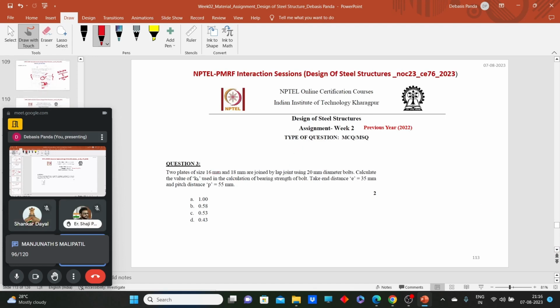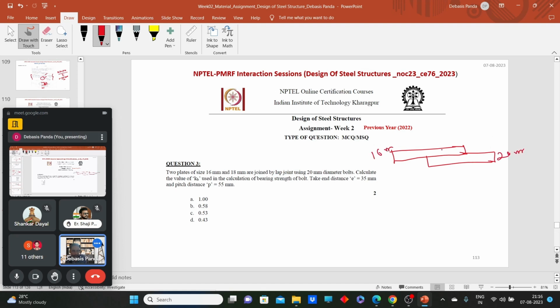Two plates, 16 mm and 18 mm, joined by lap using a 20 mm dia bolt. So here also we have two plates, one is 16 mm and the other is 20 mm, and we need to connect them using 20 mm dia bolts. Here they said the pitch distance is given, edge distance is given. Calculate the value of KB. Okay, we can calculate the KB. So what should be the value of KB?